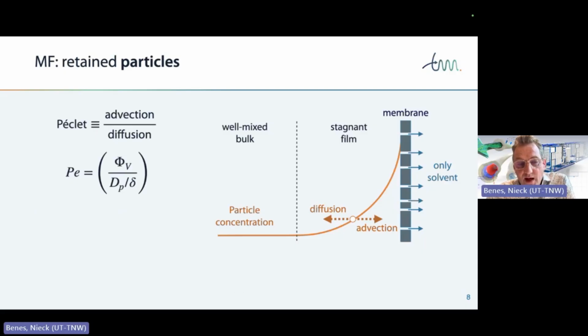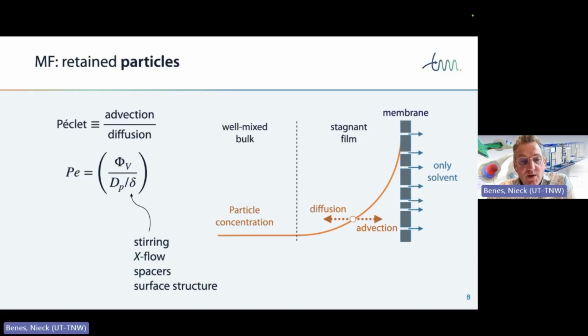Now, we want to have as little concentration polarization as possible, of course, because the higher the concentration of particles will be, the more fouling we will most likely encounter. But we don't want to do this by having a lower volumetric flux. We want to have as much solvent as possible going through the membrane.